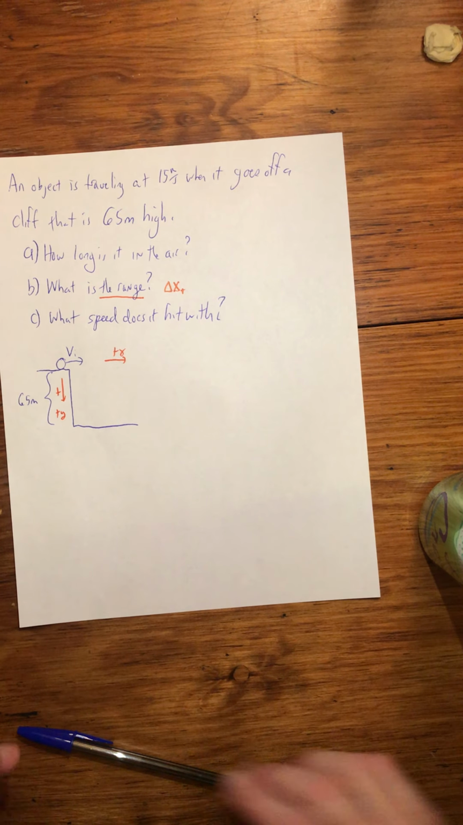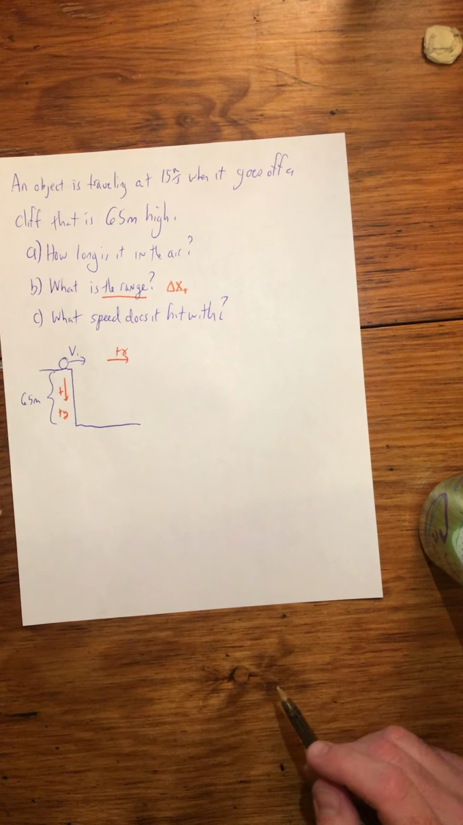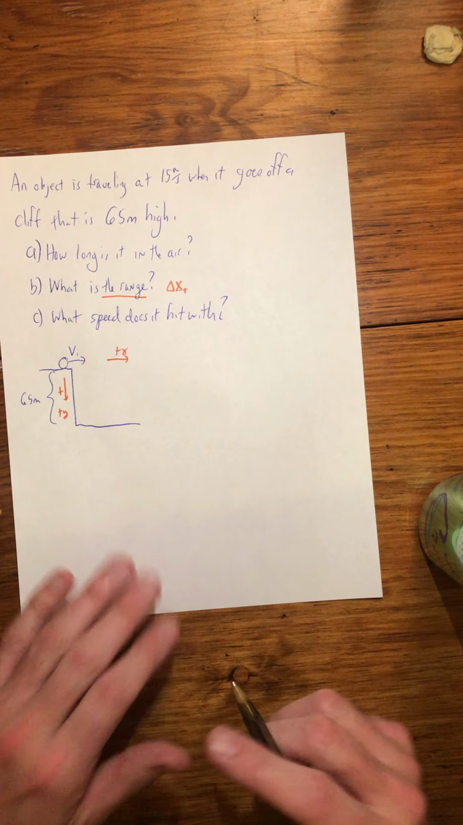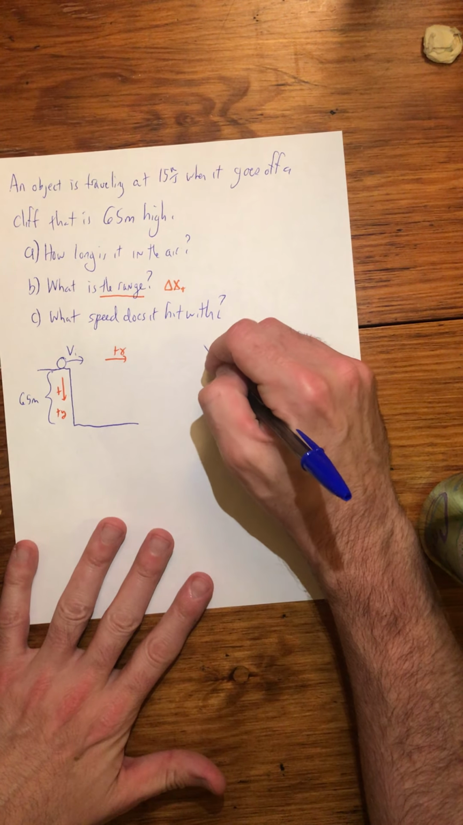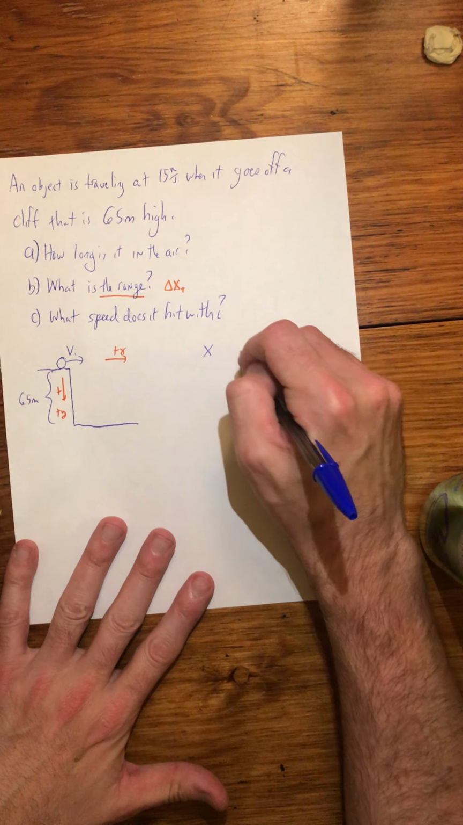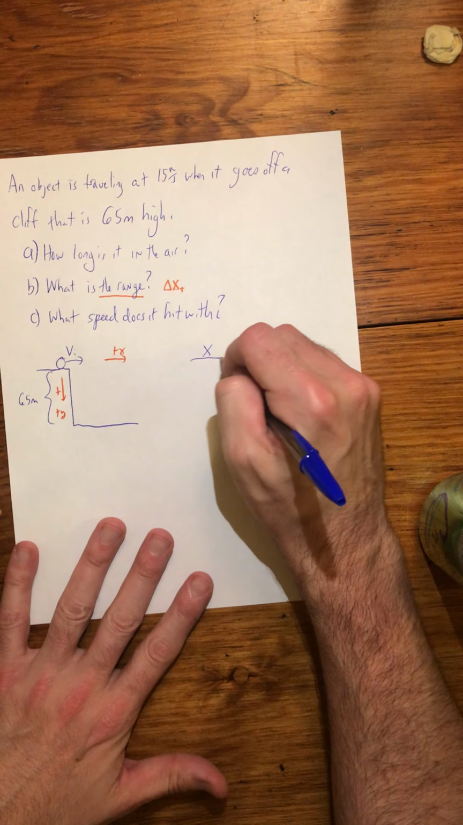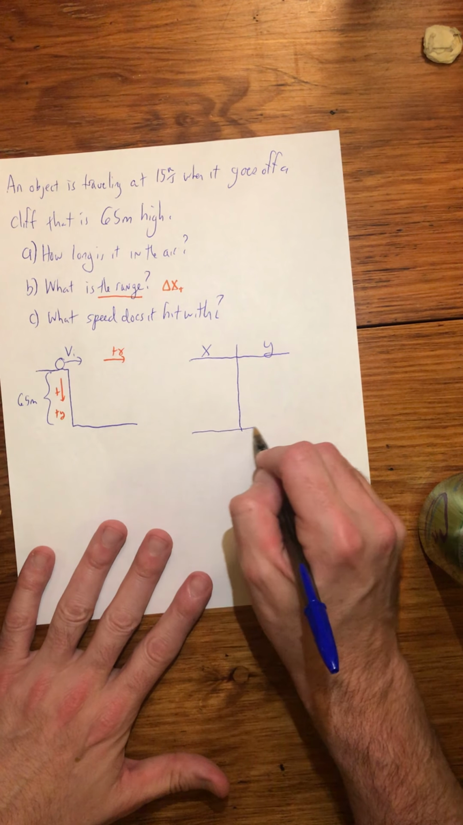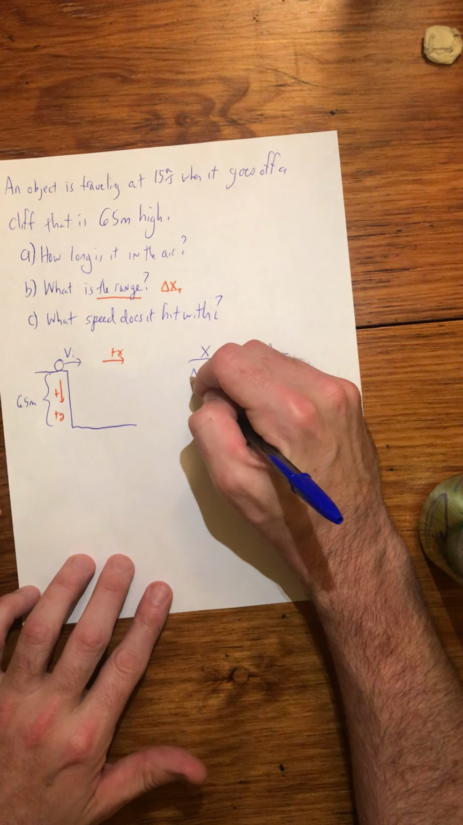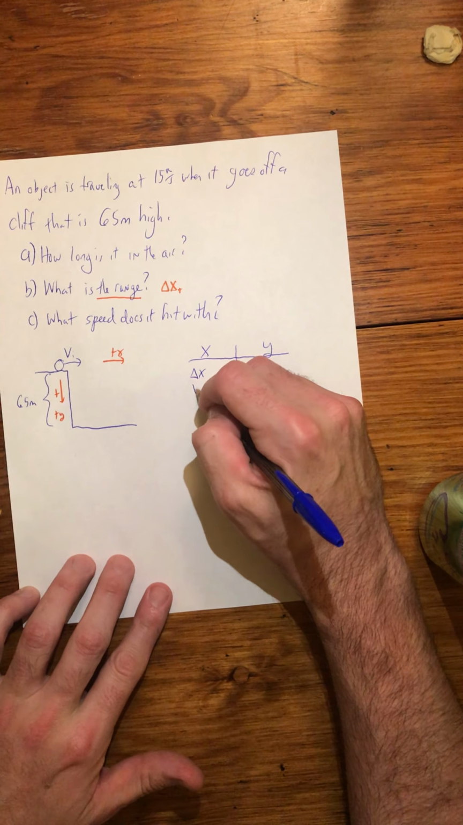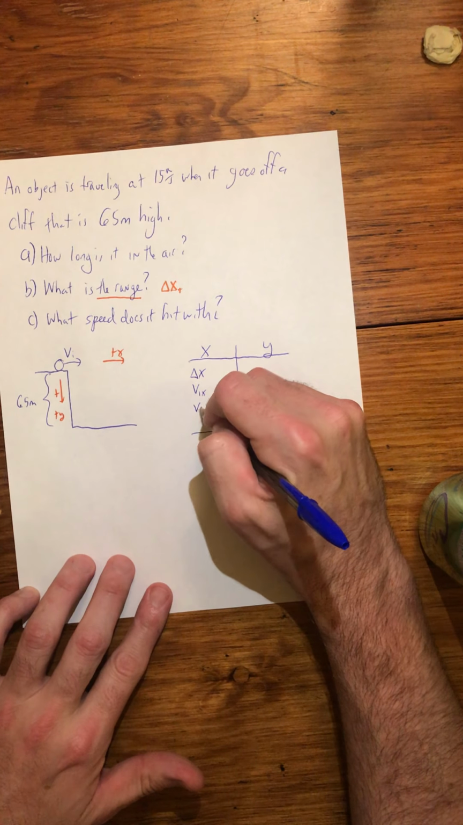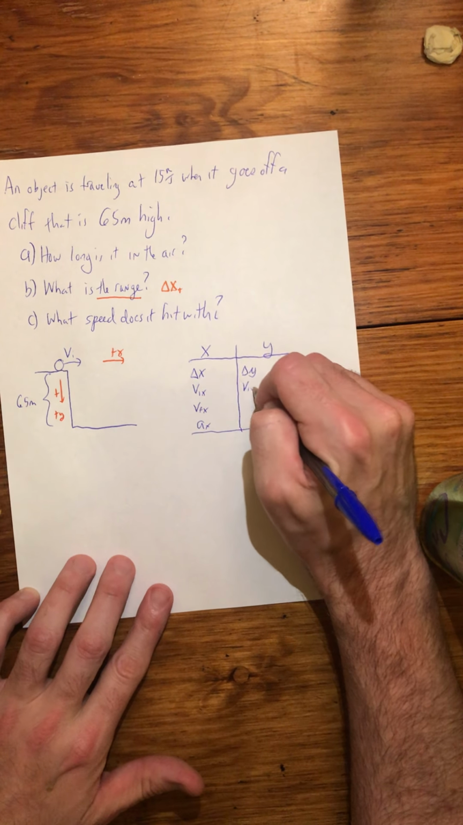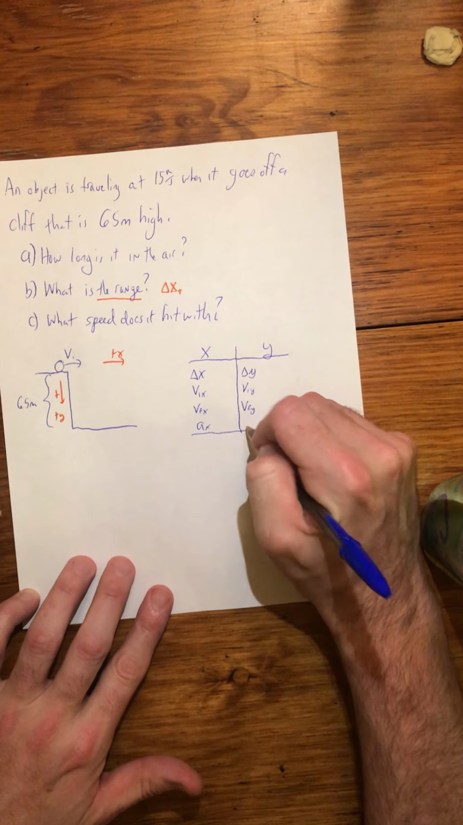Step 3 is, before we write down our nodes, we want to think about partition. Here, there's only one part of the motion, just that downwards part of the motion. But, and this is the key thing for projectile motion problems, the partition that we're always doing in projectile motion is we're going to do the x motion separately from the y motion. And so here we go. We're going to go delta x, vix, vfx, ax, delta y, viy, vfy, and ay.